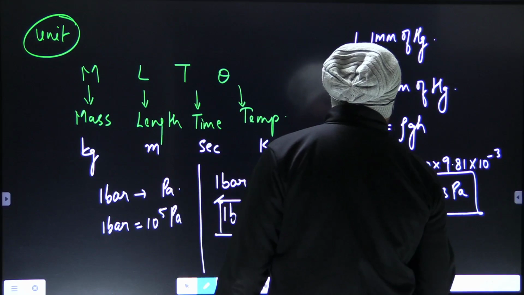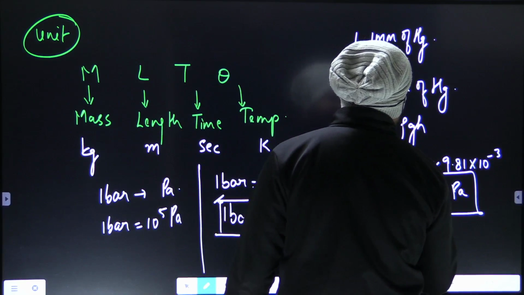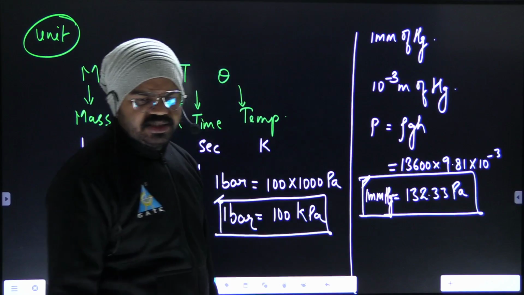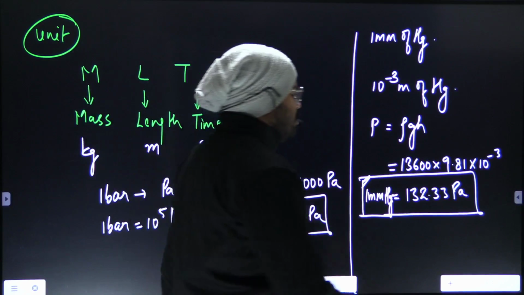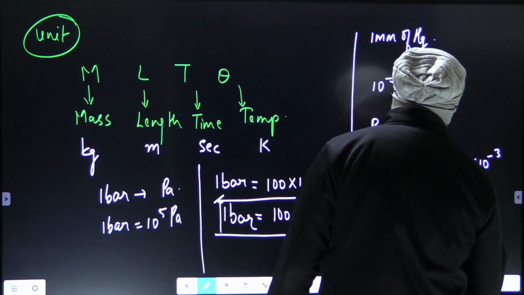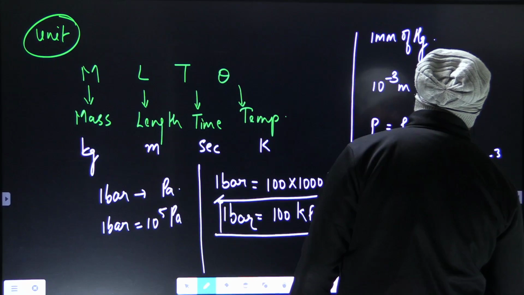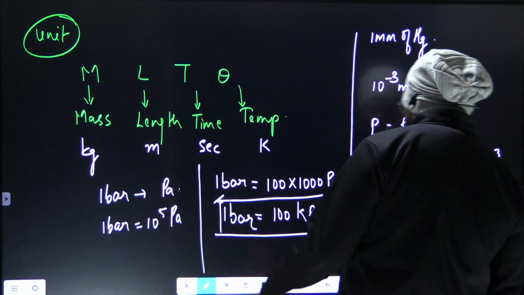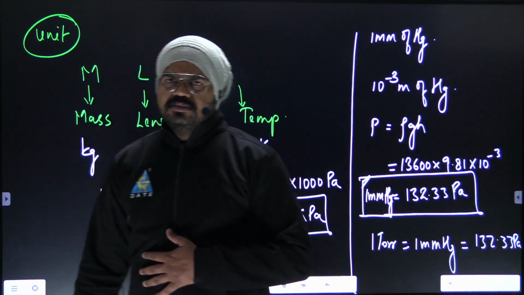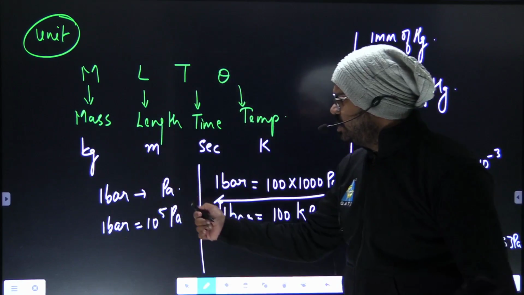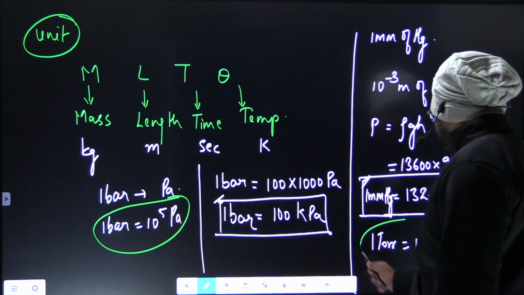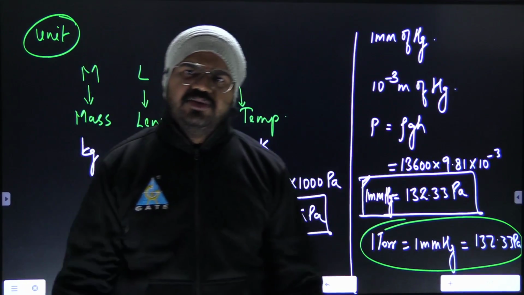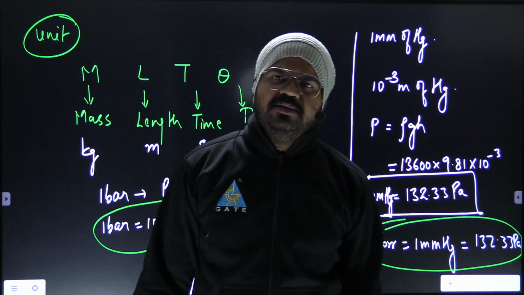Means, 1 mm of mercury is how much? 132.33 Pascal. Rest you have to remember. 1 torr is also a unit of pressure, which is 1 mm of Hg. And if it is 1 mm of Hg, it is 132.33 Pascal. That is how you go along. Some things you need to remember. The others you can derive. That's how unit conversion goes. It is as simple as it can be.